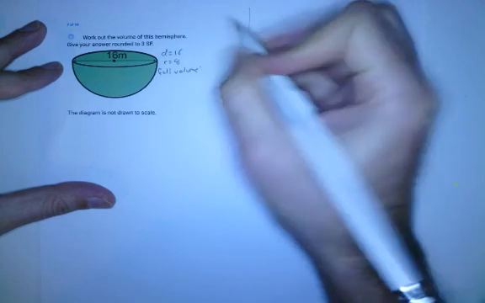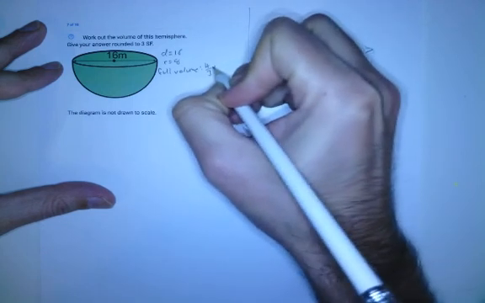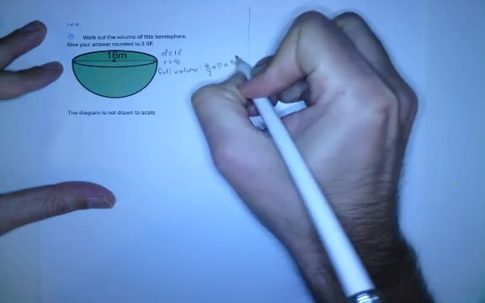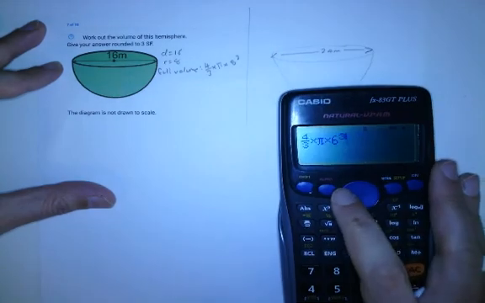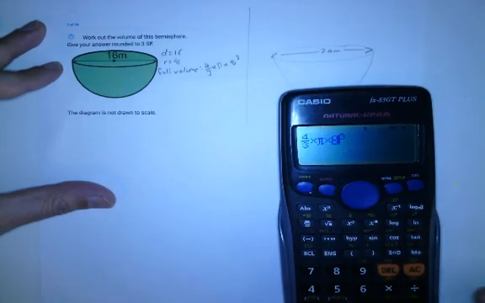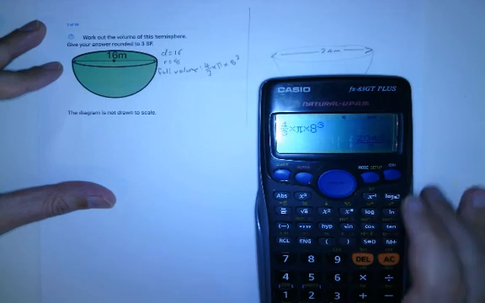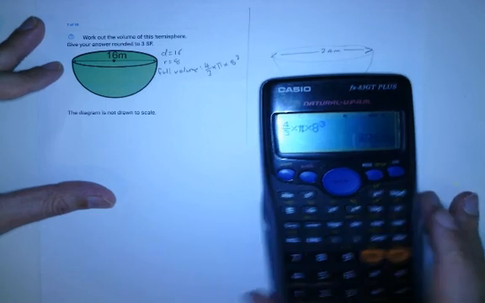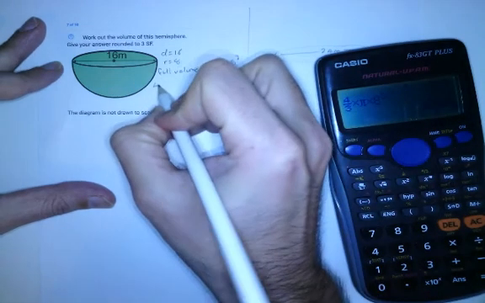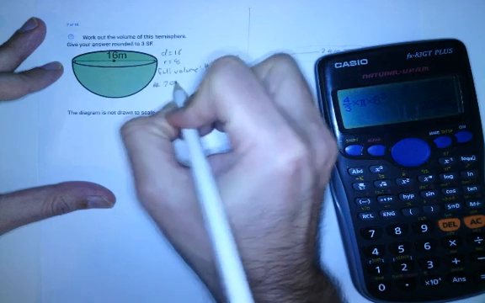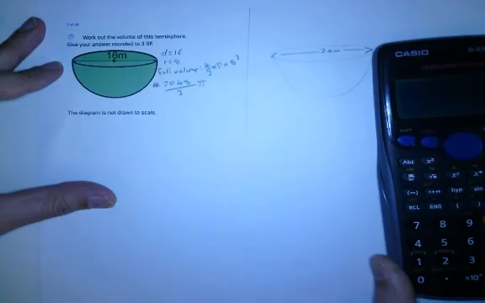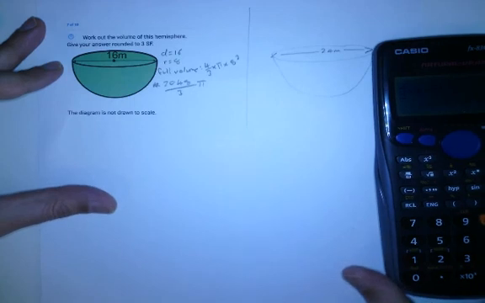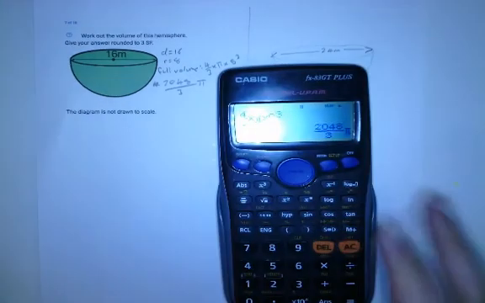I'm going to write this down. You don't need to write these kind of words down, but the full volume, I'd be doing 4 over 3 times pi times 8 cubed. Okay, so 4 over 3 times pi times 8 cubed, which gives me 2048 over 3 pi. And then I want to divide that by 2.